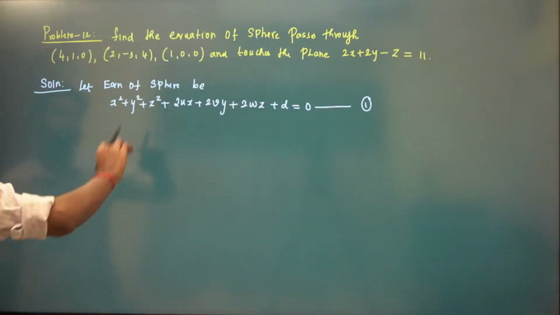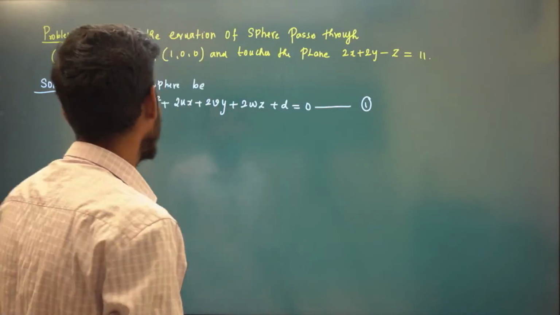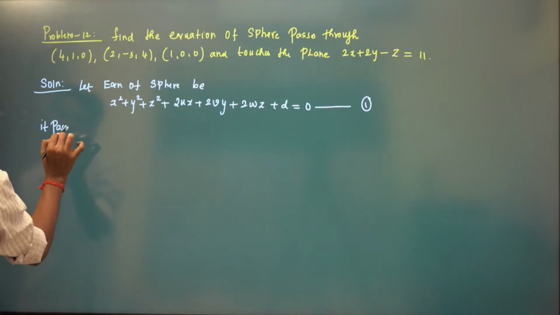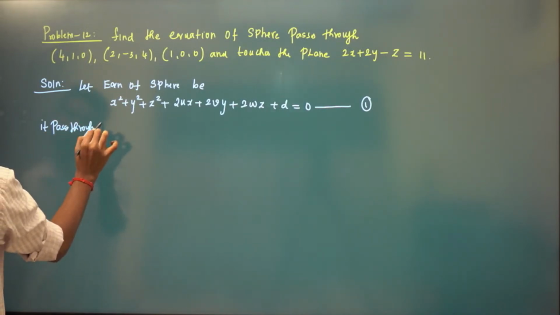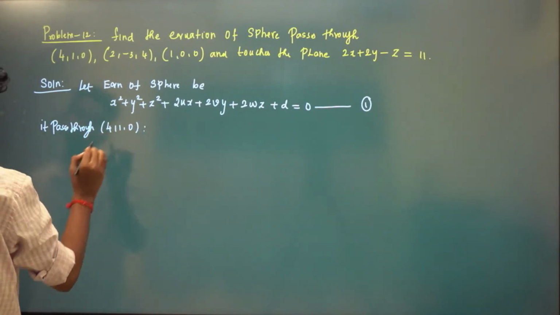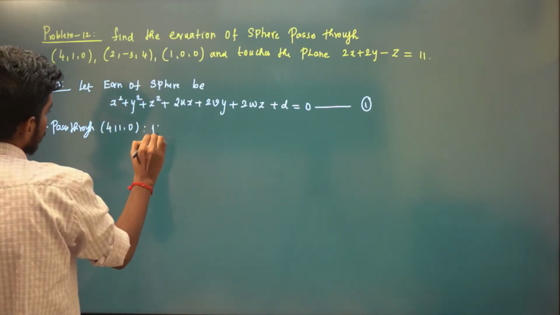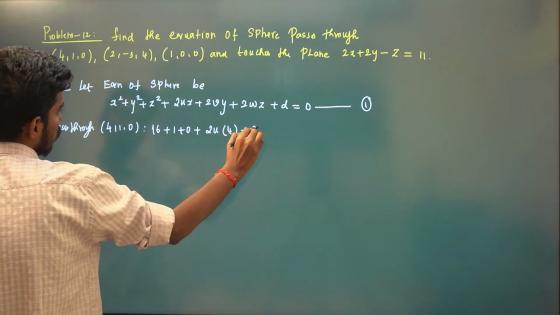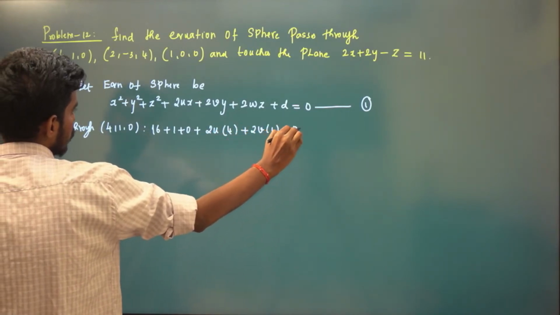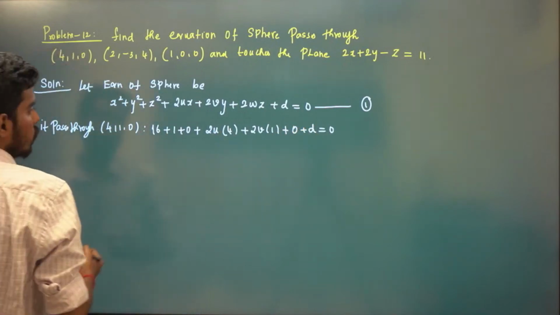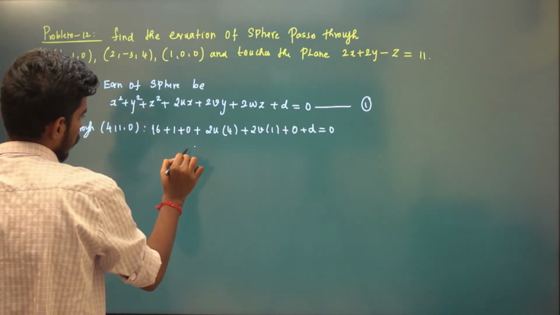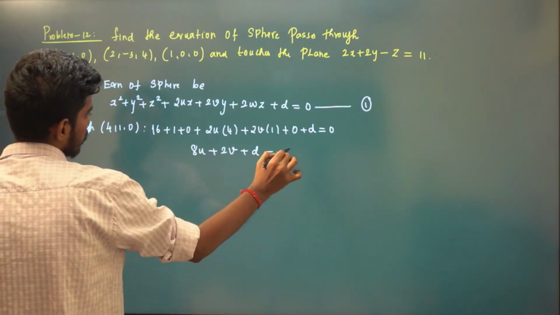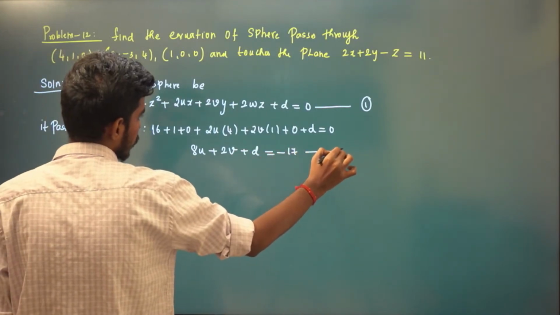Now it passes through these 3 points, so you will have a system of three equations. It passes through 4, 1, 0. So you will have 4 square is 16, so 16 plus 1 plus 0, plus 2u into 4, 2v into 1, and z is 0. So you will have 8u plus 2v plus d equal to minus 17. Call this as 1.